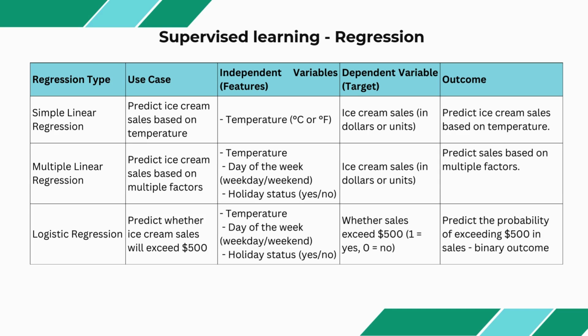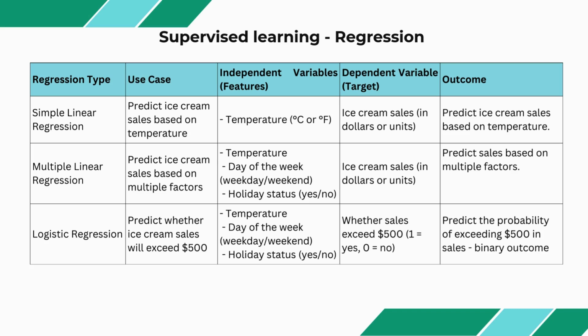Lastly, logistic regression. Here the use case would be to predict whether ice cream sales will exceed $500. And here again the features could be multiple like we had in the previous example. The only difference is whether the sales would exceed $500 would be your output. So the answer would be binary, yes or no. And the outcome, as we said, is a binary outcome.